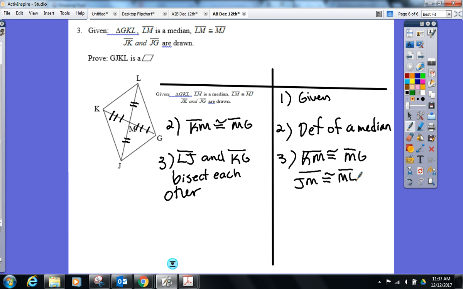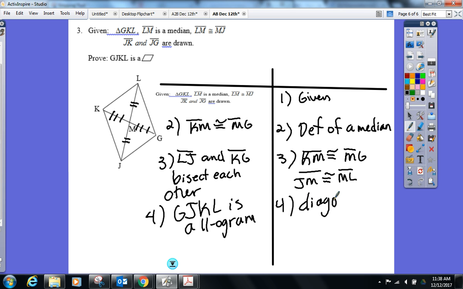Can you not say that diagonals bisect each other as the reason? Well, we are going to, but if that's going to be your reason, you better state that they do. I can't just assume from your diagram that they do. You need to state that they actually bisect each other before using that theorem. Now we can say GJKL is a parallelogram because diagonals bisect each other imply a parallelogram. And again, if you want to use that theorem, fine, but just make sure you tell me they bisect each other.